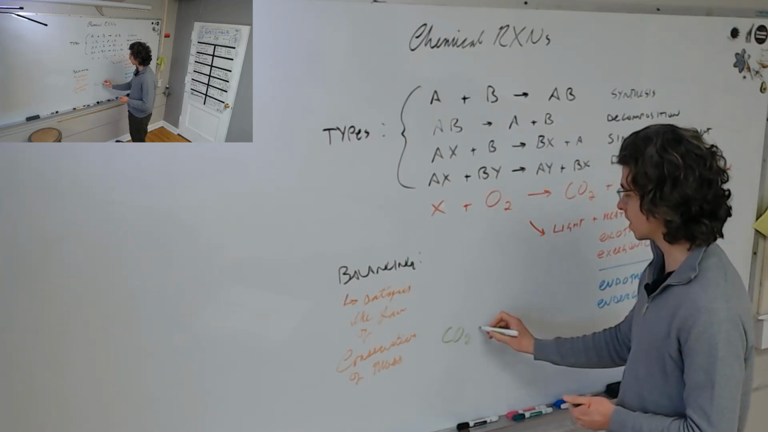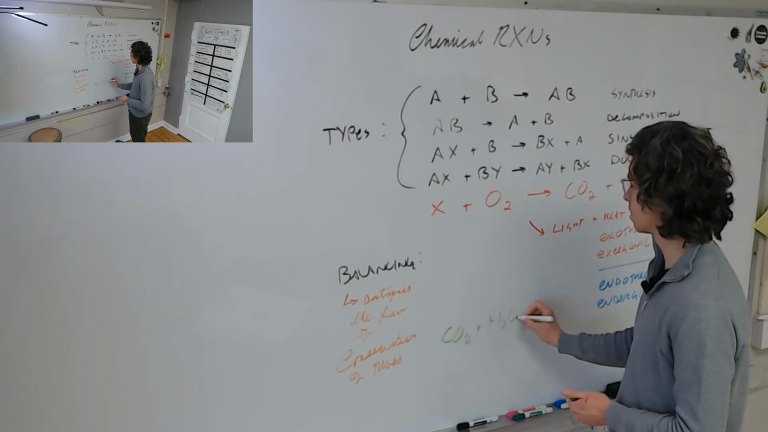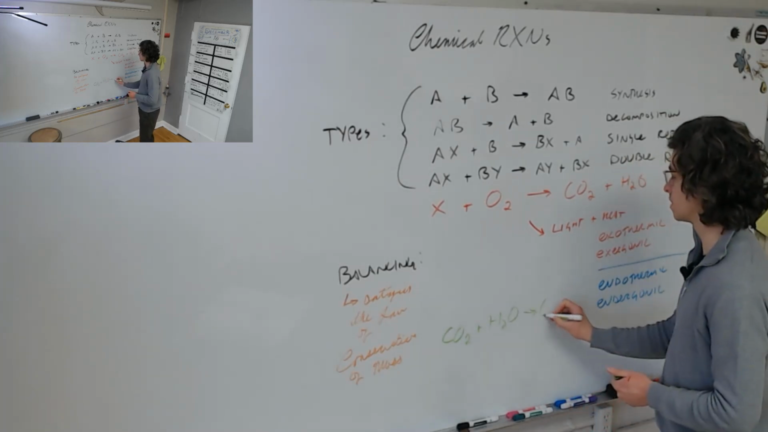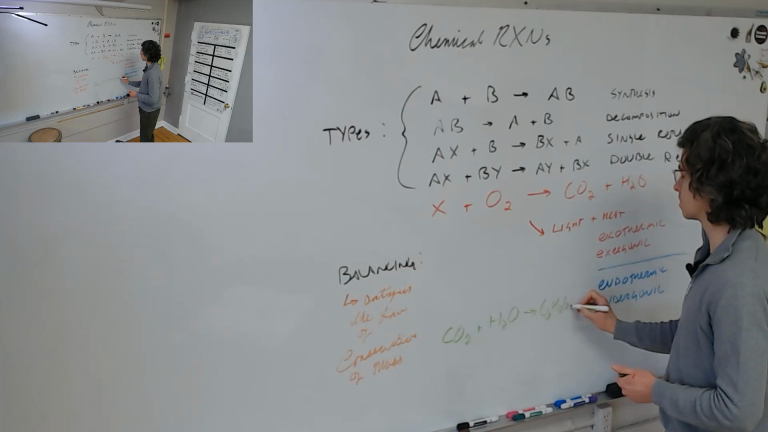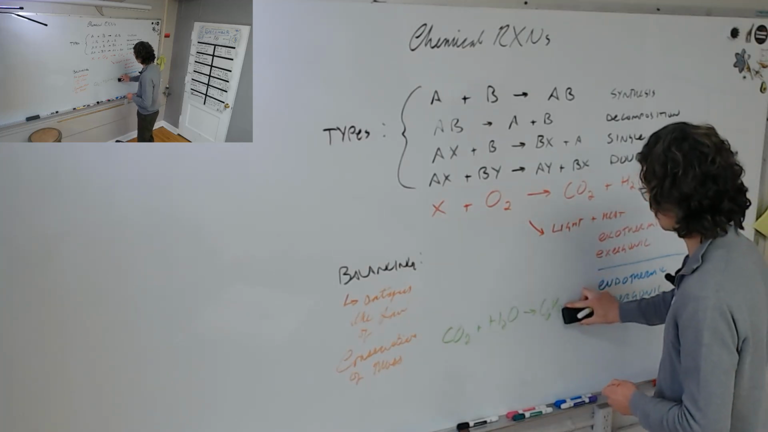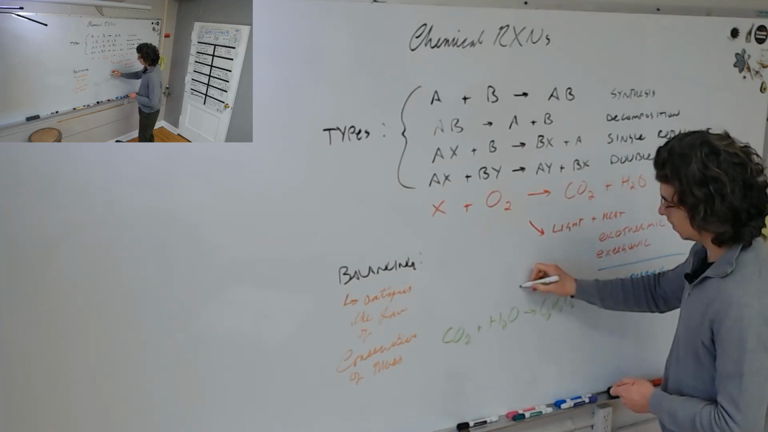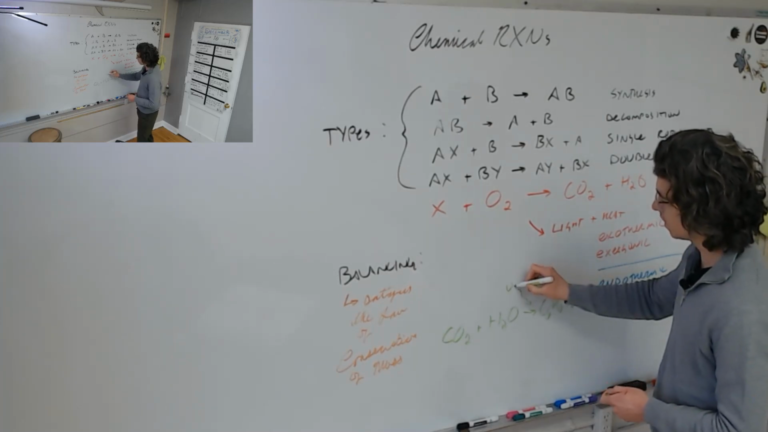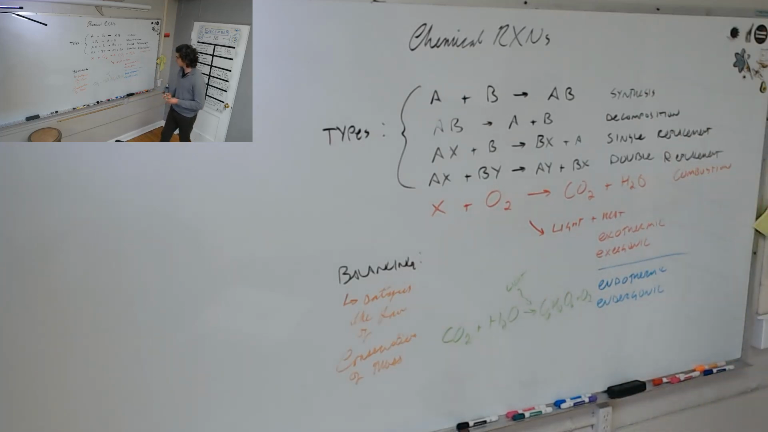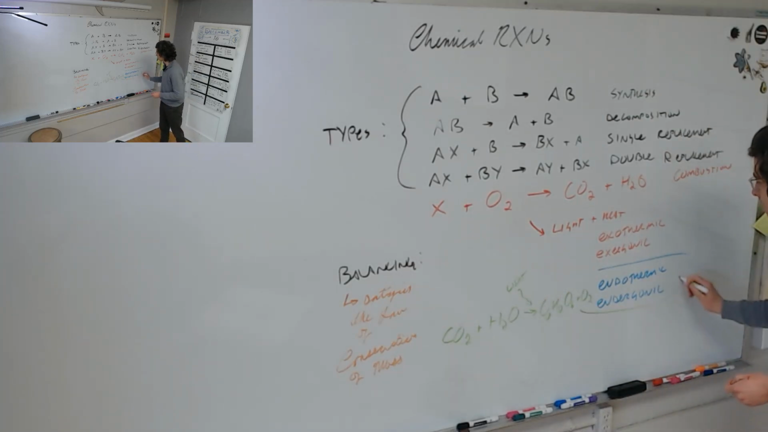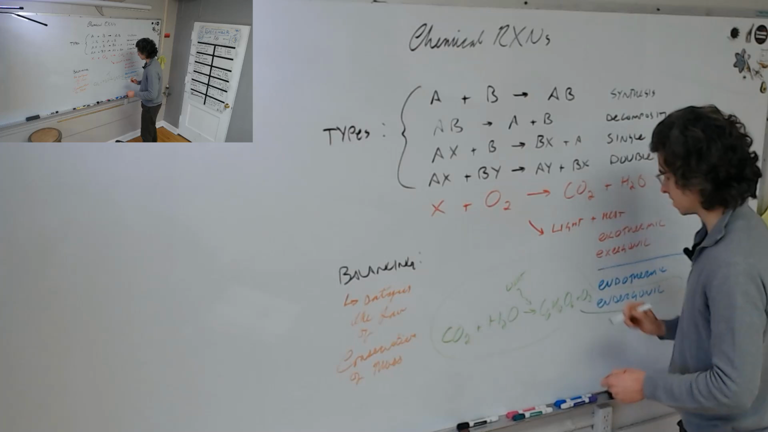Which is, as you probably know, CO2, I did it in green because I think that's cute, CO2 plus water yield glucose sugar, and oxygen. And that takes light in. It absorbs light. So it's endergonic. Photosynthesis is endergonic.